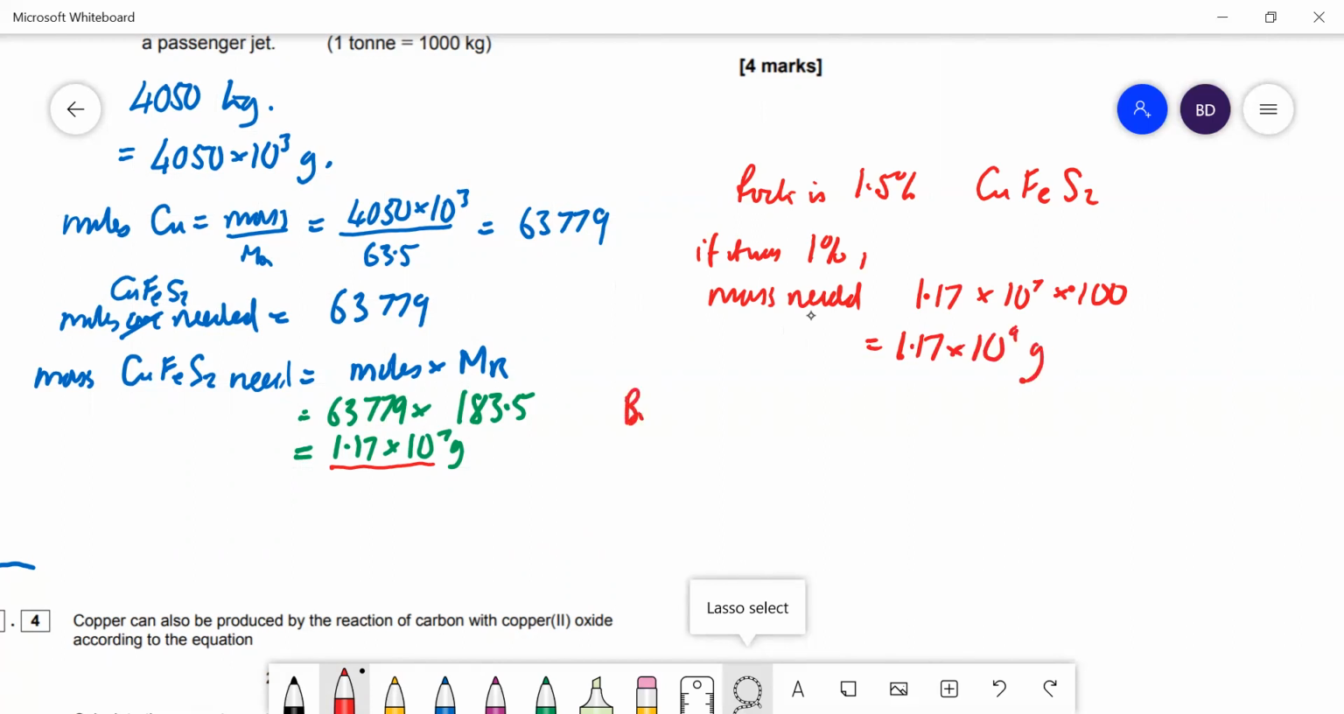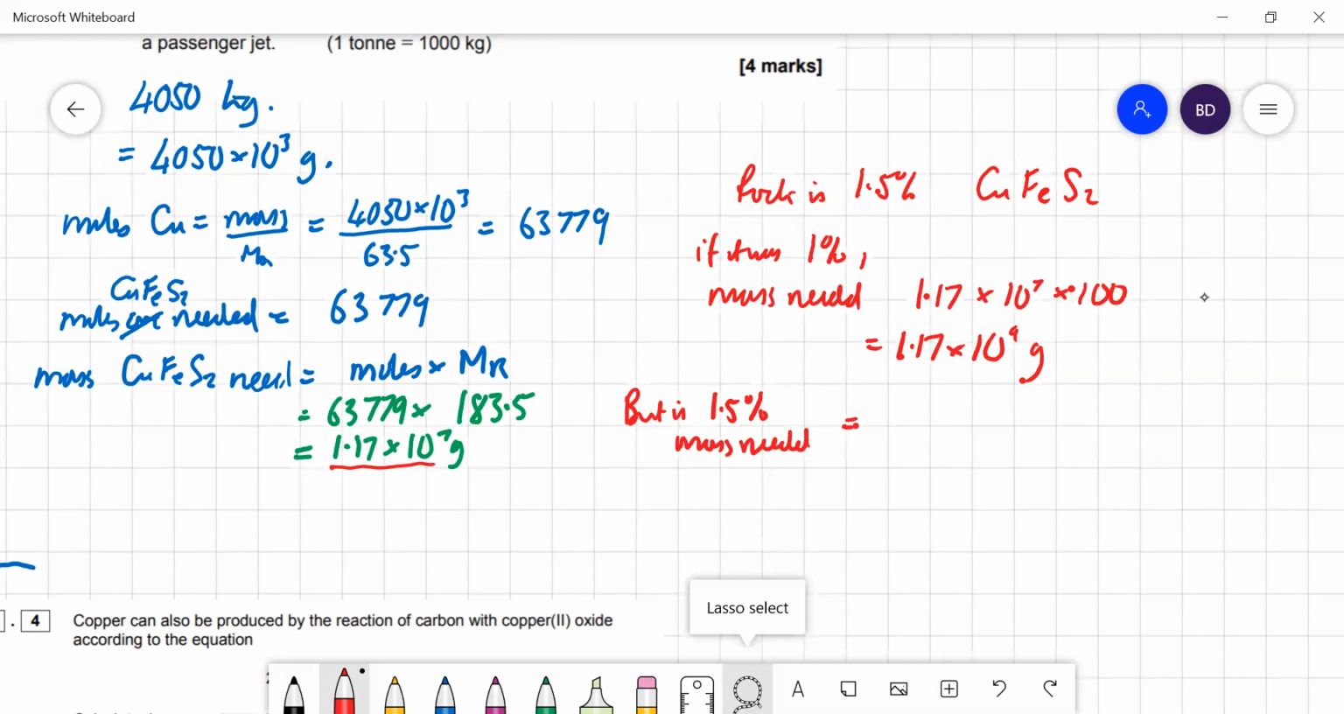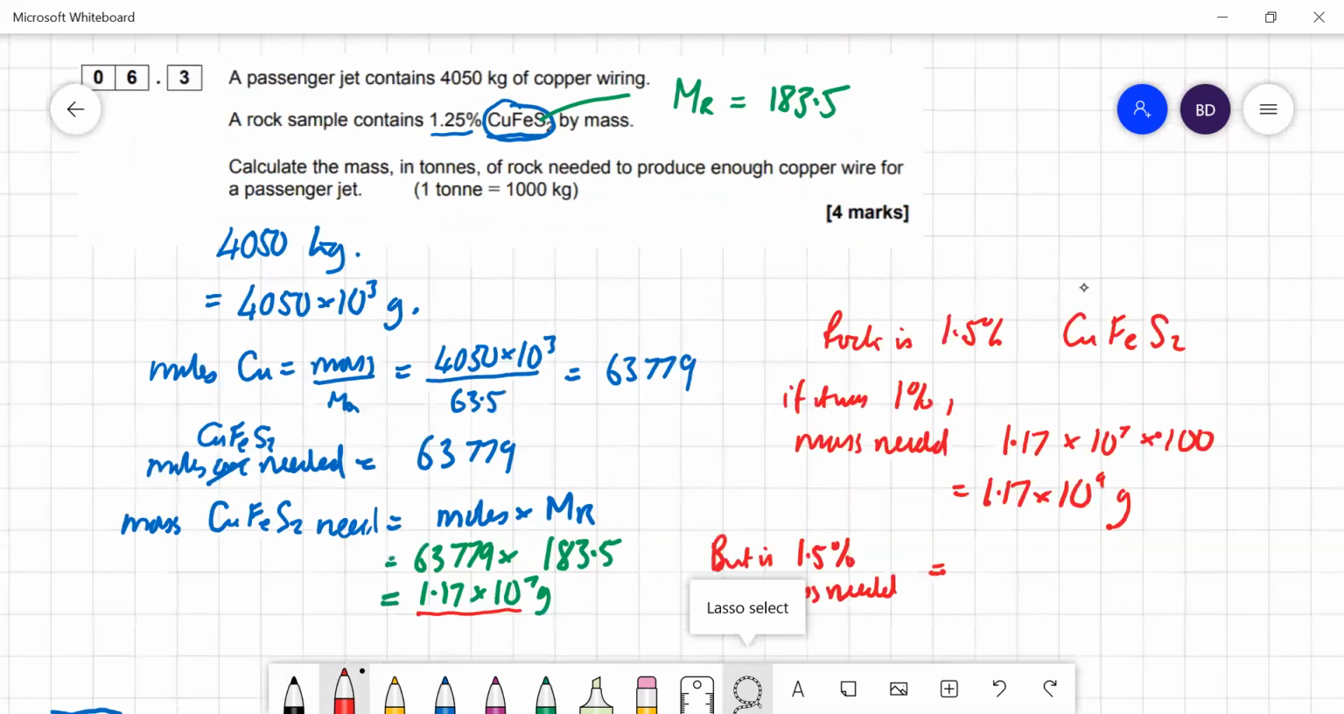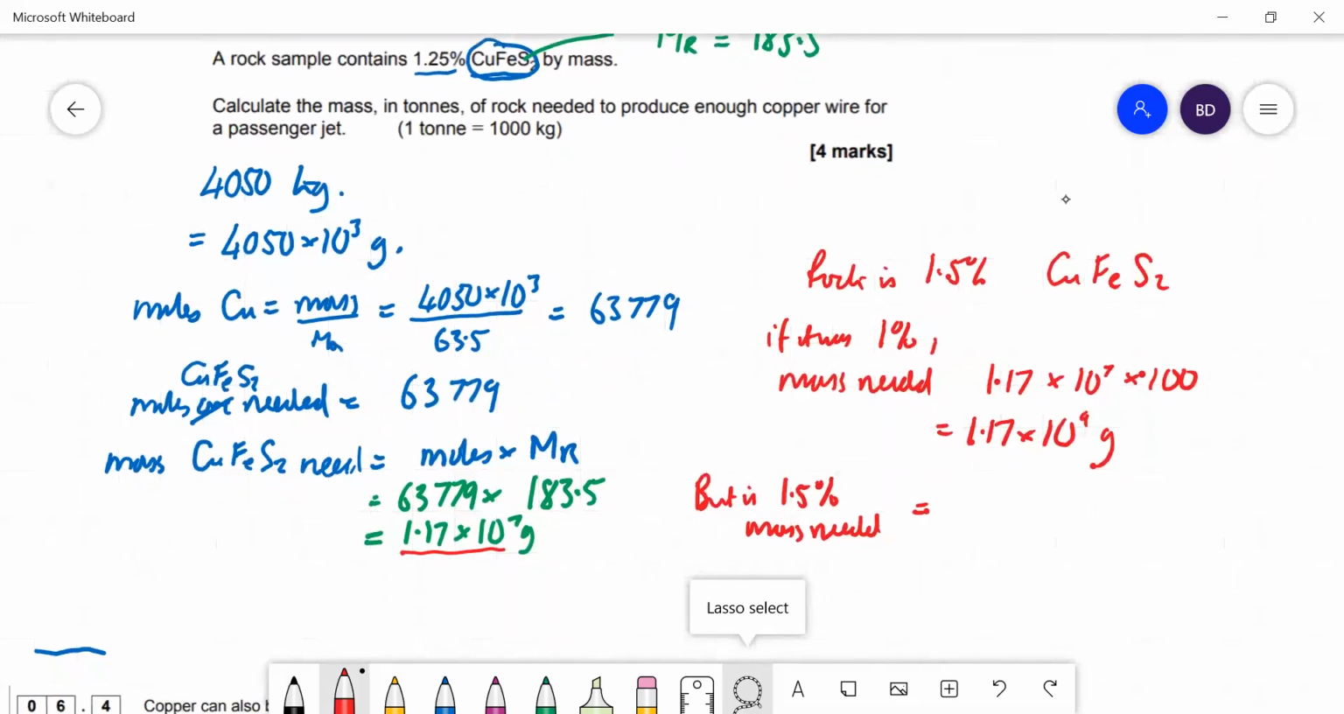But it is 1.5%, not 1%. So mass needed is going to be that. Sorry, not 1.5, it says 1.25. Does it say 1.5 or 1.25? 1 minute. 1.25, okay.